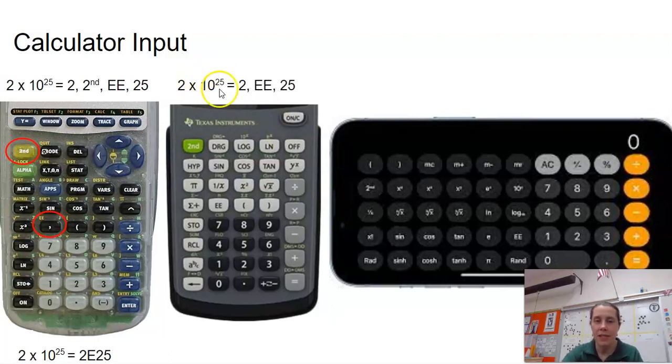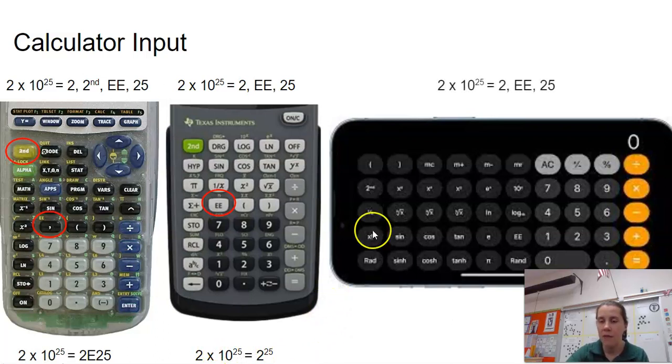The next is our scientific calculator. Very similar. It's still this EE button, but this time we don't need to press second because it's already there. So take a look at your calculator and determine: is there already a button that says EE, or do you have to hit some other button to get access to that function? This would be just 2 EE 25. The output for this one looks like 2 to the 25th. That is not what it means. It means 2 times 10 to the 25th. So you have to understand what your calculator is telling you.